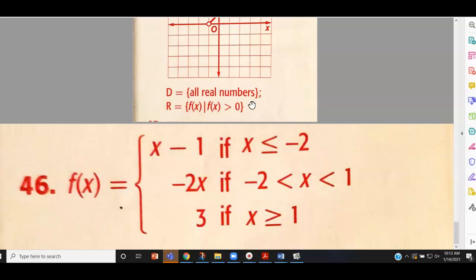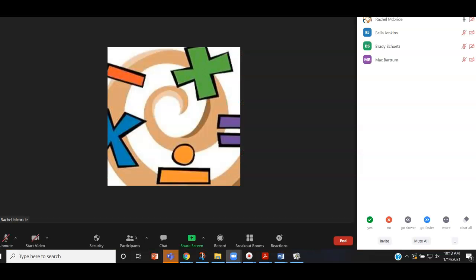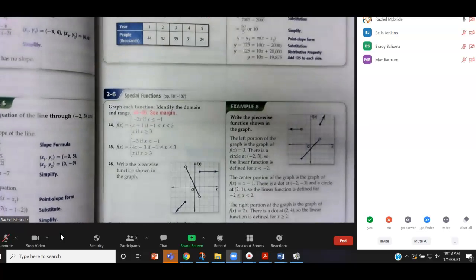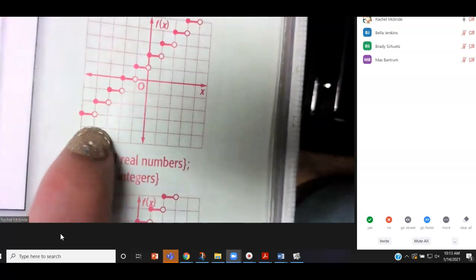Okay, and there's your answer to 46. Let's also talk about some of the questions that we did not go over. So let's go over some of those now. So we just looked at 46, 47. You don't need to worry about, that was a skip.